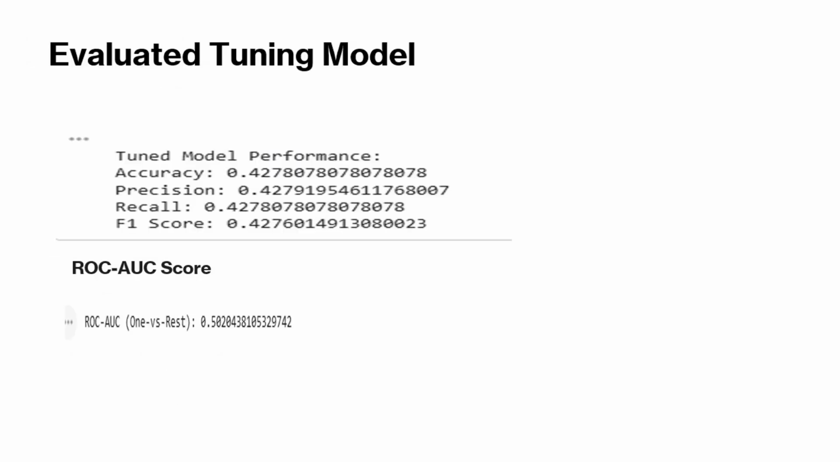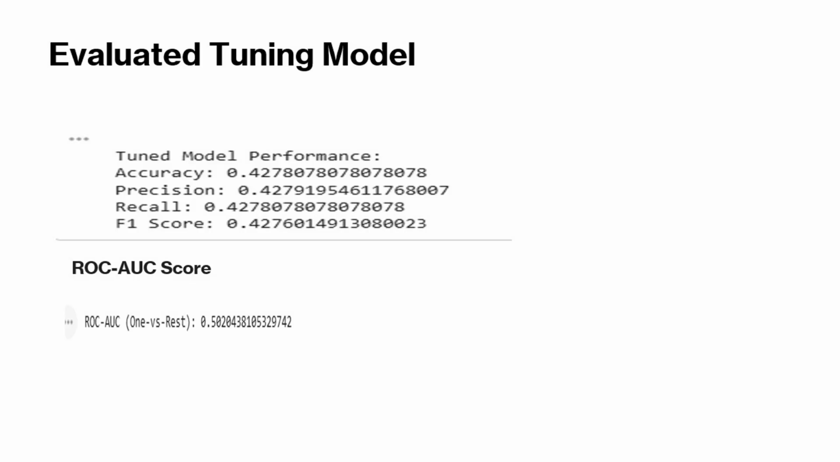After hyperparameter tuning, I evaluated the random forest model using multiple performance metrics. The tuned model achieved an accuracy and F1 score around 0.43, showing a significant improvement over the baseline model. The increased F1 score indicates that the model is now performing more consistently across all classes, improving its ability to handle class imbalance. I also evaluated the model using ROC-AUC with the one-versus-rest approach.